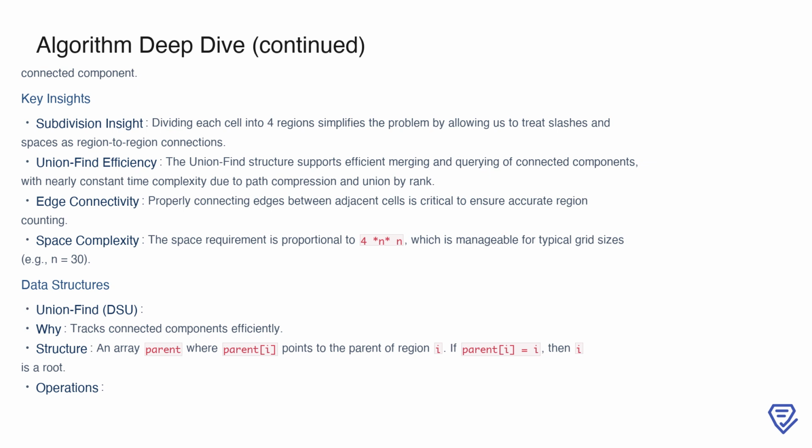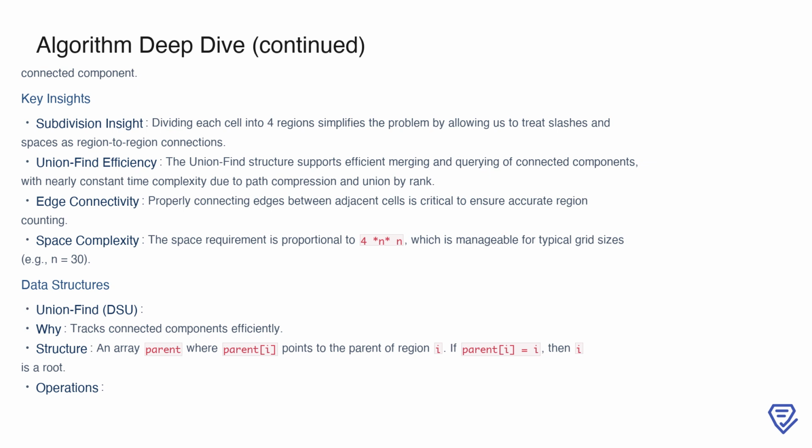Once we've set up these connections, the next step is to count the number of connected components. Each connected component represents a distinct region in the grid. The union find data structure makes this process efficient. It allows us to quickly merge regions with the union operation and determine their root with the find operation. One of the key insights here is that subdividing each cell into four regions simplifies the problem by reducing it to managing connections between these smaller parts.